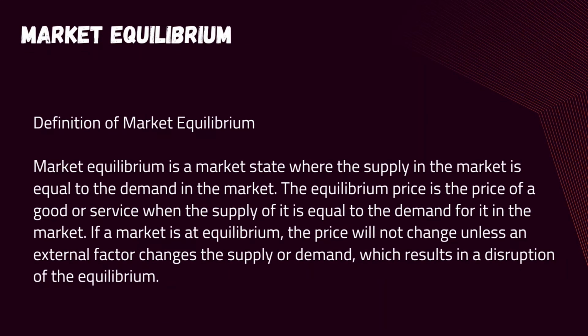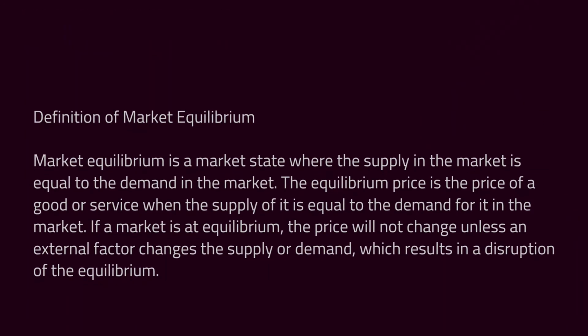Now coming to the market equilibrium. The definition of market equilibrium is: a market state where the supply in the market is equal to the demand in the market. The equilibrium price is the price of a good or service when the supply of it is equal to the demand for it in the market. If a market is at equilibrium, the price will not change unless an external factor changes the supply or demand, which results in disruption of the equilibrium.